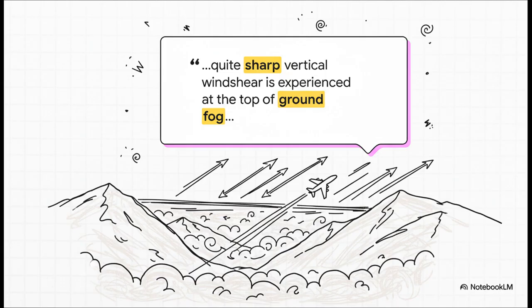Here's a perfect real-world example right from the textbook. Think about an airport like Zurich, which is in a valley. At night, cool, foggy air can settle on the ground, but the wind just a few hundred feet above that fog might be moving much faster. So when a plane takes off or lands, it passes right through that boundary and experiences a sharp, sudden kick from the change in wind. That's vertical wind shear in action.